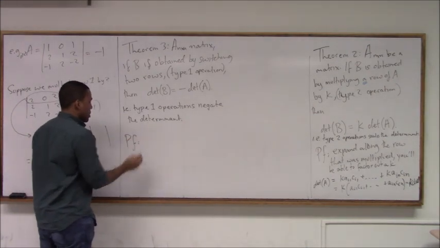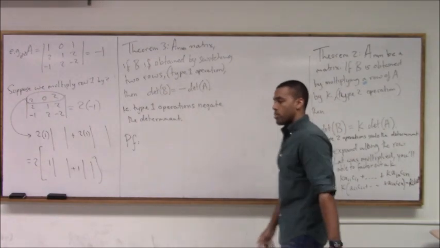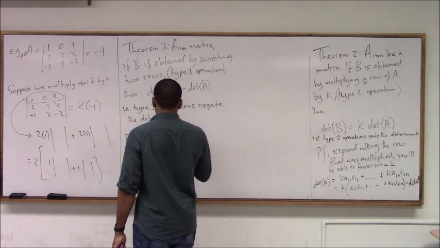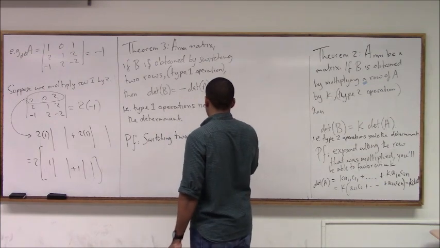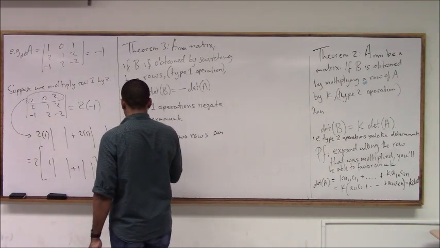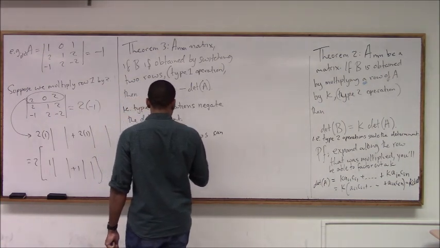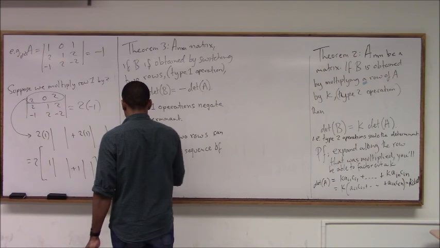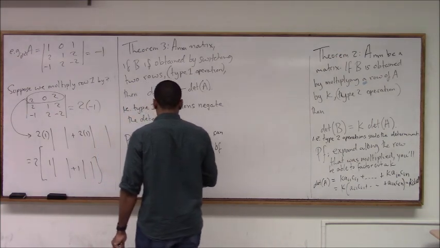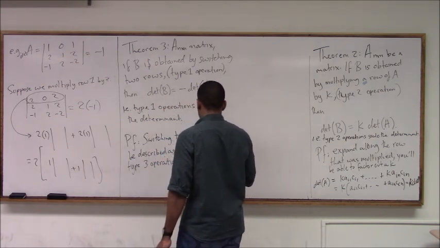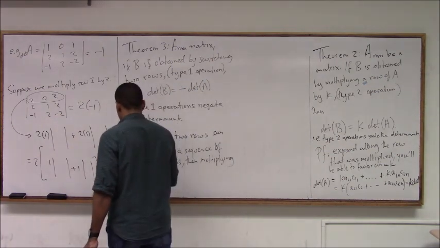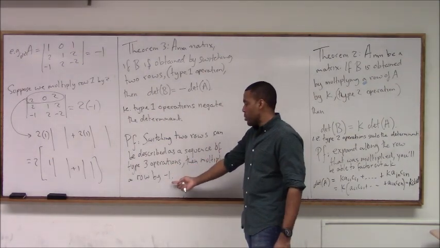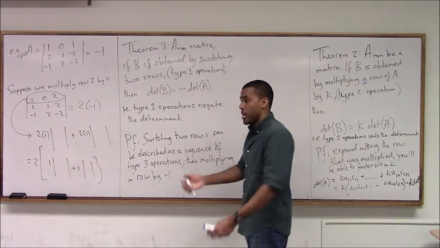The proof for this is usually given in a sentence, but I'll illustrate it for you. It turns out that switching two rows can be described as performing a sequence of type 3 operations, then multiplying a row by minus 1. Doing a bunch of type 3 operations is not going to change your determinant. The moment you multiply a row by minus 1, you automatically scale the determinant by minus 1.